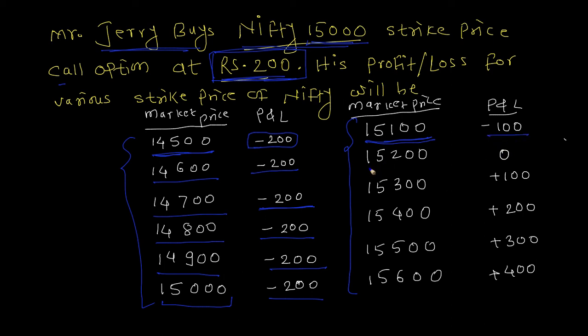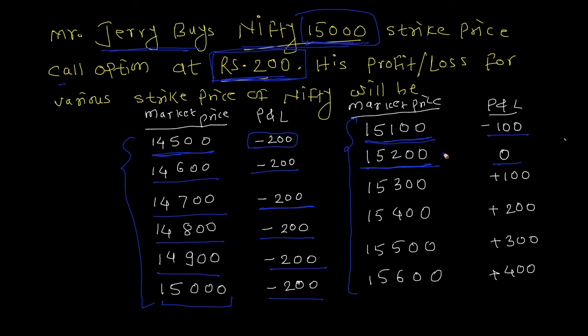Now let's say the Nifty is trading at 15,200. This is the market price of Nifty, but I have this coupon. By using that coupon, I can get Nifty for 15,000. So this time I'll exercise this coupon. What will be my net profit and loss? I'm getting 200 profit from this strike price, but I have already paid 200 for the coupon, so my net profit and loss will be 0. This is called the break-even point.